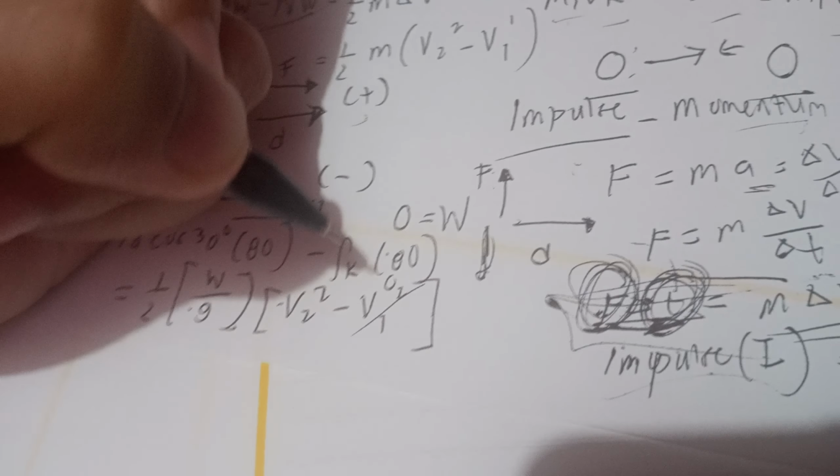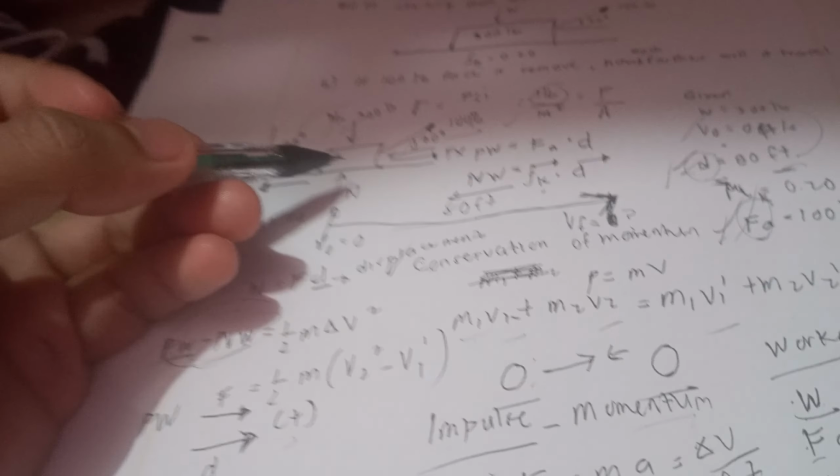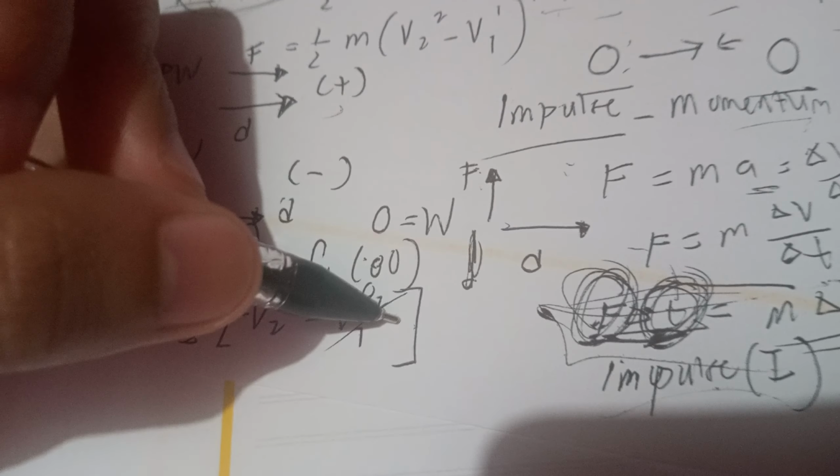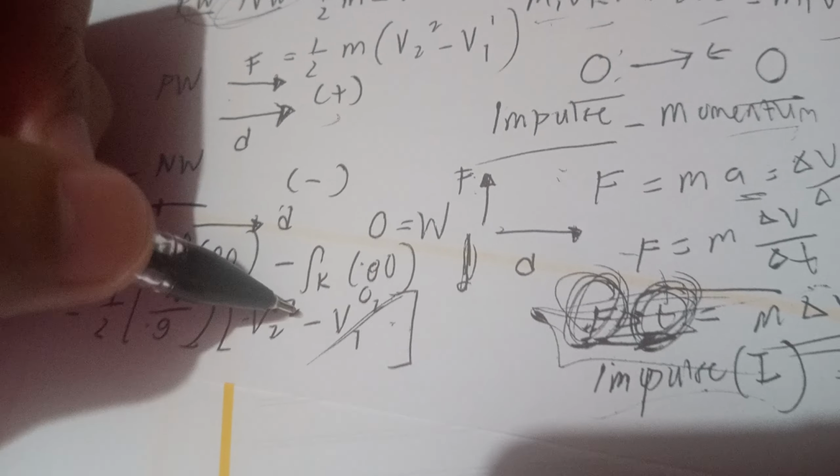So, ang v1 natin, alam natin na that is 0, kasi starting from rest. So, cancel na yan. Matitira lang is v2 squared.